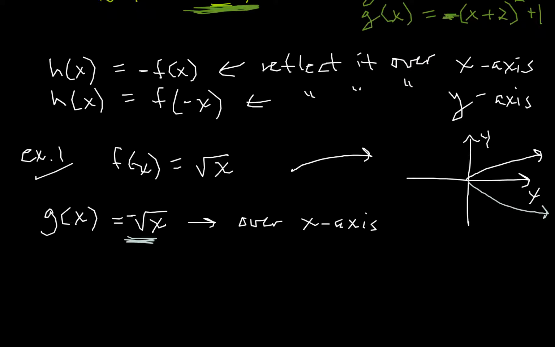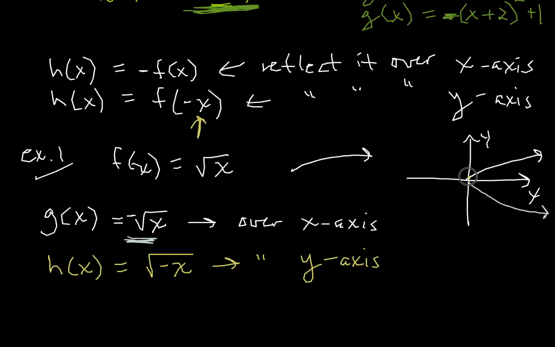Let's look at another one. I'm just going to do it in the color. What haven't I used before? Yellow. Let's see how that looks. So if we have the next one, h of x equals the square root of negative x, see how it's inside like this one? So it's going to flip over the y-axis.